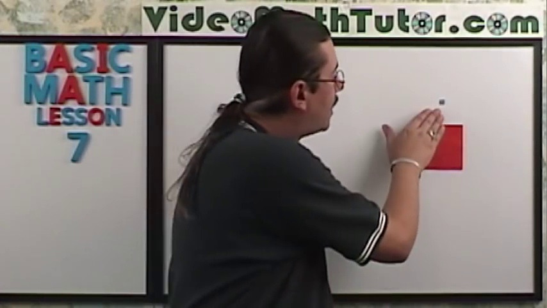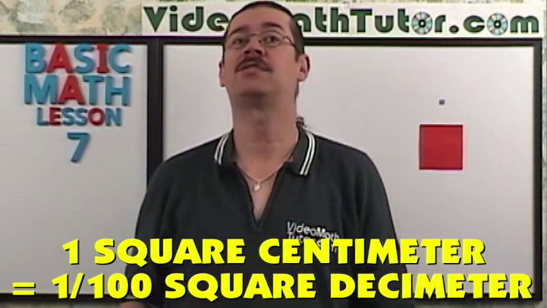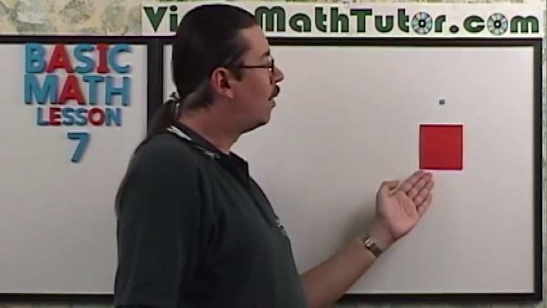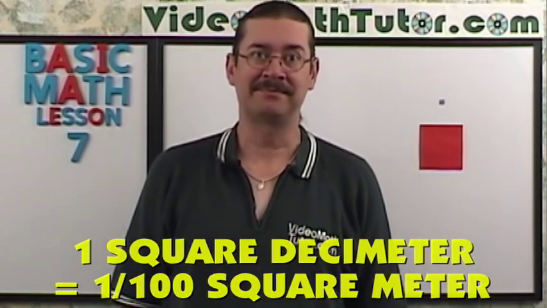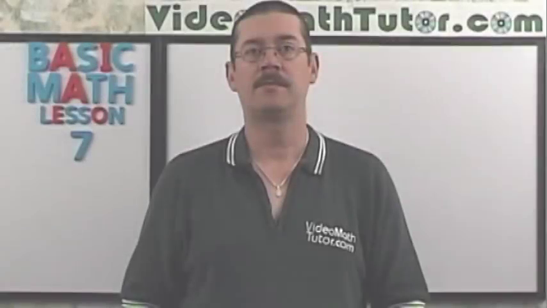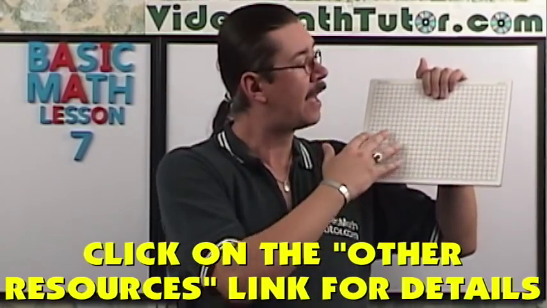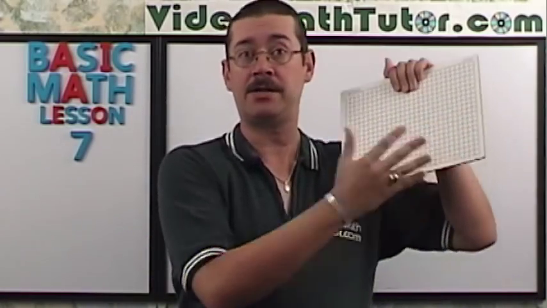1 square centimeter, seen right here, barely, is equal to 1/100th of a square decimeter, which is right here. And 1 square decimeter is equal to 1/100th of a square meter. Now there's a number of educational companies that make these special whiteboards that have the square centimeters already printed on them. So it's kind of a convenient way to study area in your classroom.